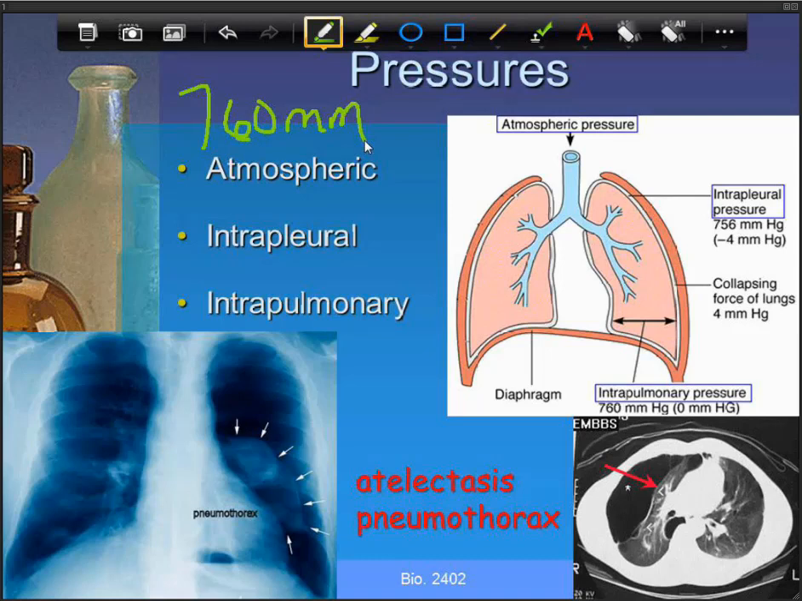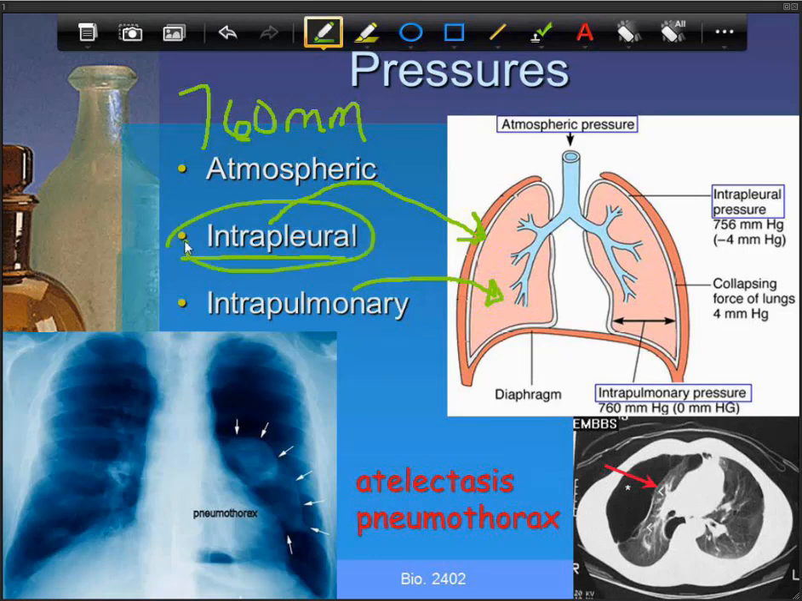Okay, intrapleural pressure is in this space. It looks like a blue film. There's your intrapleural space. I didn't mean to point towards atmospheric. That's intrapleural. Okay, intrapulmonary is the pressure inside of each and every alveolus. Now, there's not much difference here among these pressures.